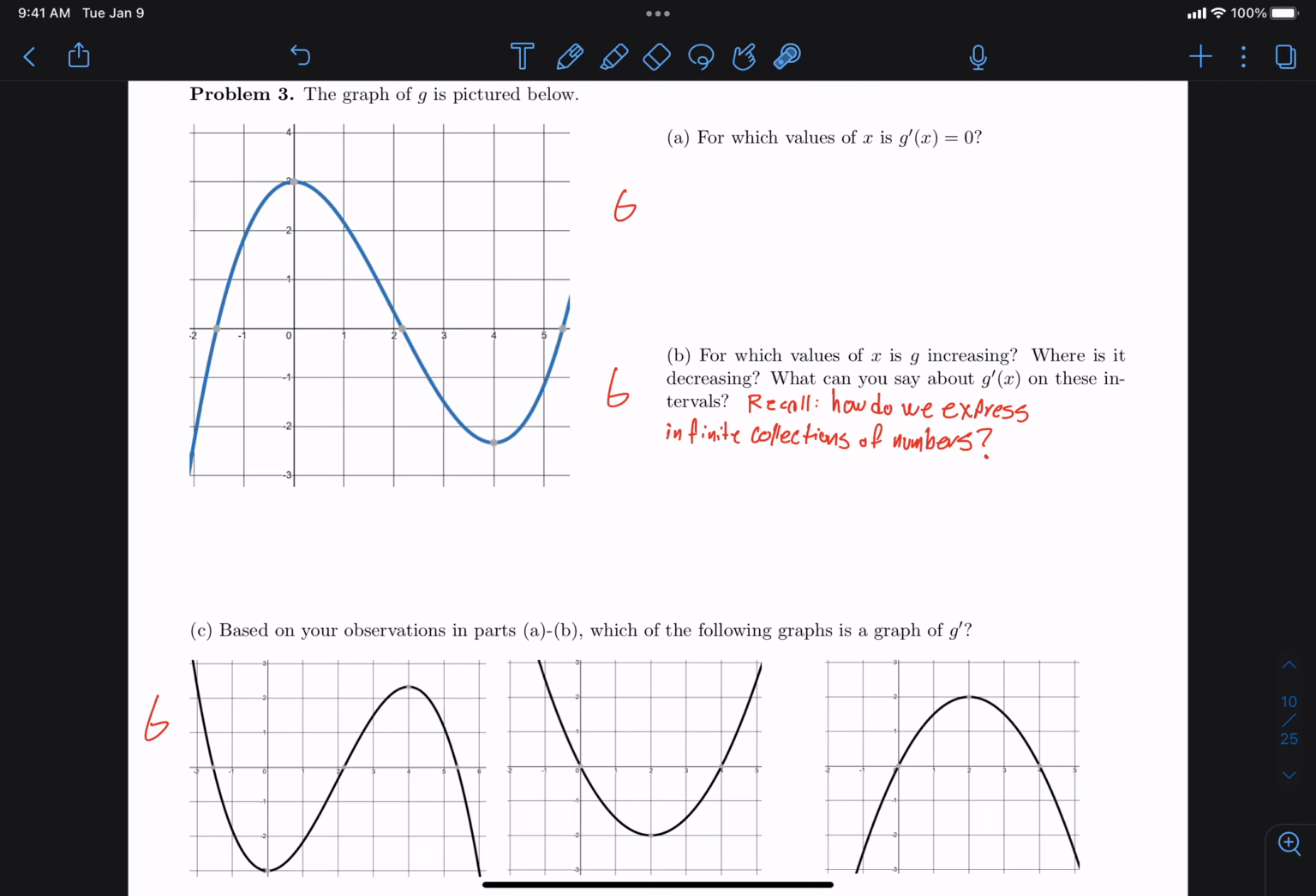Oh, so just like where it turns. Oh. Yeah.